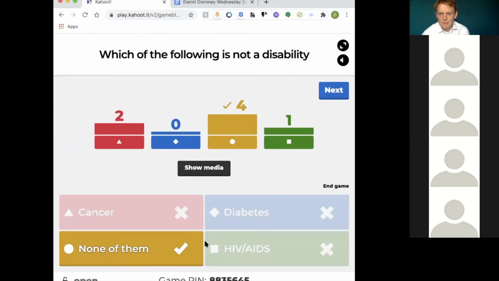Okay, I can see a split of votes. 2 of us said that cancer is not a disability, and then 4 of us went with the correct answer, none of them. And 1 of us went with HIV and AIDS. I think it'll come clear why these are all disabilities later, so we'll return to this question at the end of the session. Hopefully it will make sense that these are all disabilities if you consider it in the social model of disability, which will come on later.